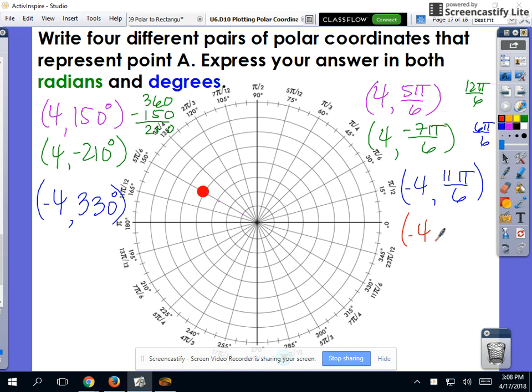The last one is when we take the original and we subtract 6 pi over 6, or pi, and that gives us negative pi over 6. Over here, we're going to subtract 180, and that gives us, from the original, negative 30 degrees. There we are. So that is how you can write the 4 different coordinates for the same point.